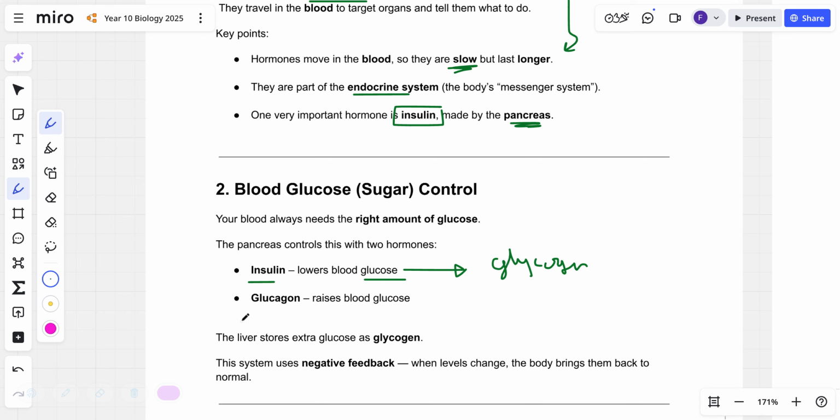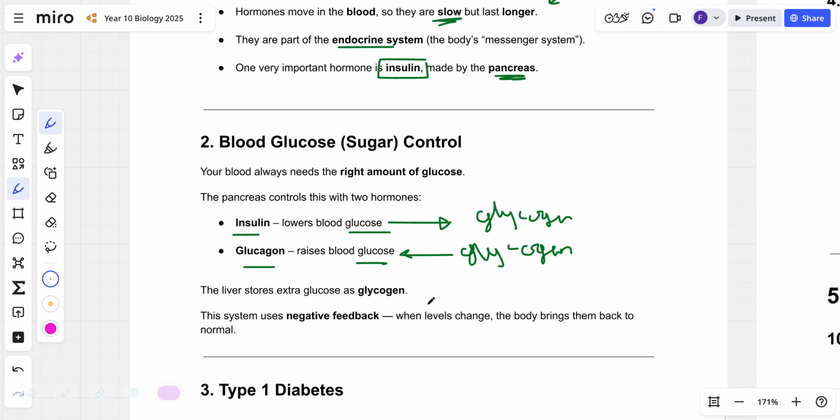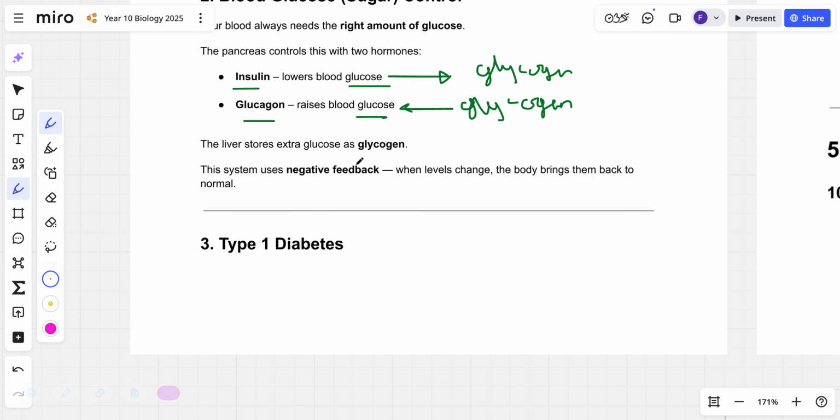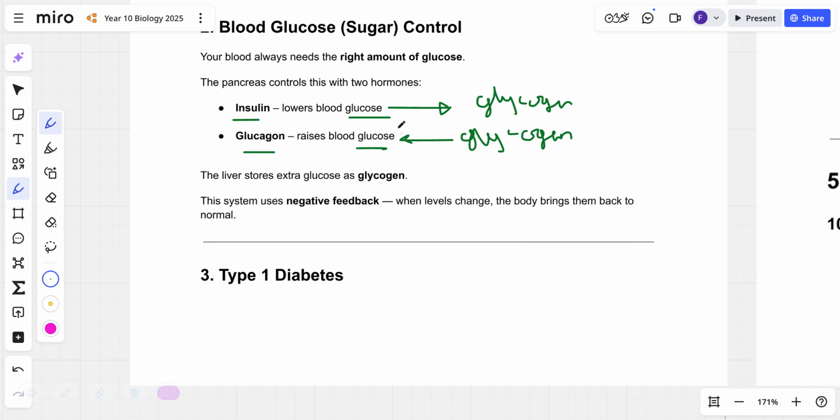The other hormone that does the opposite is called glucagon. And glucagon goes, hold on, there's not enough glucose, so it changes glycogen to glucose. All right. Now, from last time, this is negative feedback. So if your blood glucose is too high, insulin brings it down. If your blood glucose is too low, glucagon raises it. And that was negative feedback. All right. And if you look at my arrows, they're doing the opposite thing.